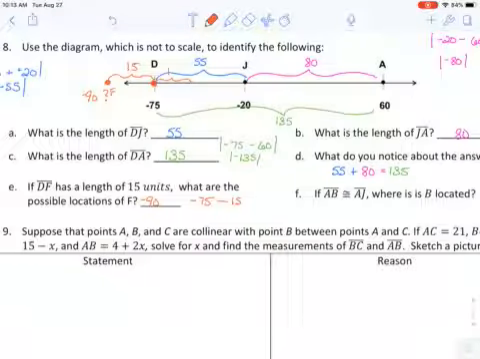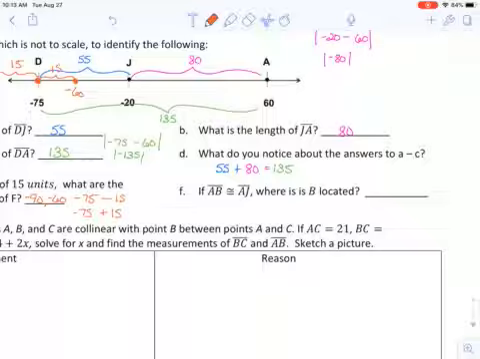So I also need to figure out, well, what dot is 15 to the right of negative 75? So I'm going to take my location of negative 75, go to the right a distance of 15, which means I also could have been at negative 60. That could have been where F was. If I don't tell you it's between D and J or something like that, you don't know, it could be either of those locations.